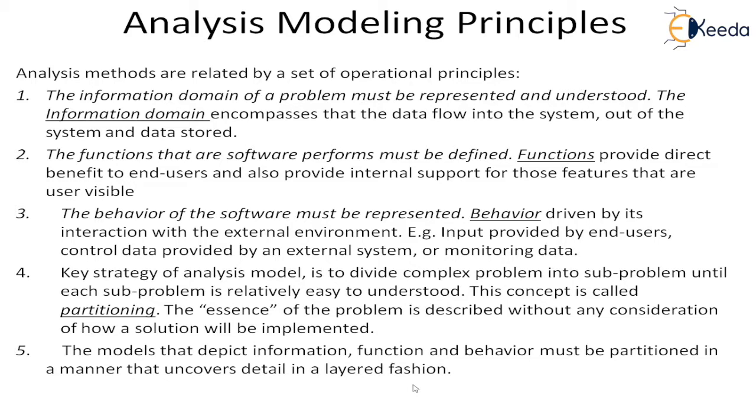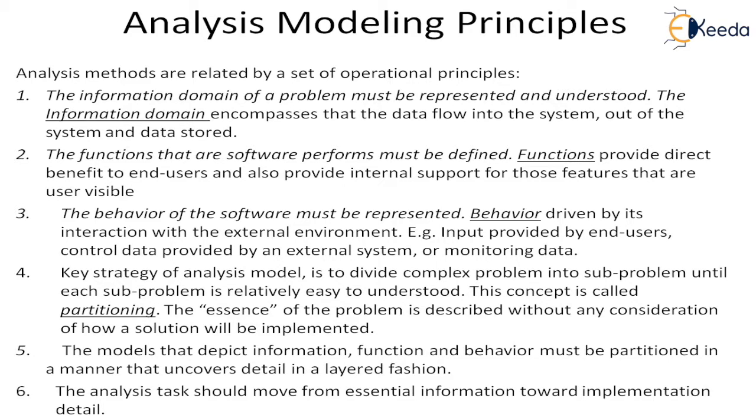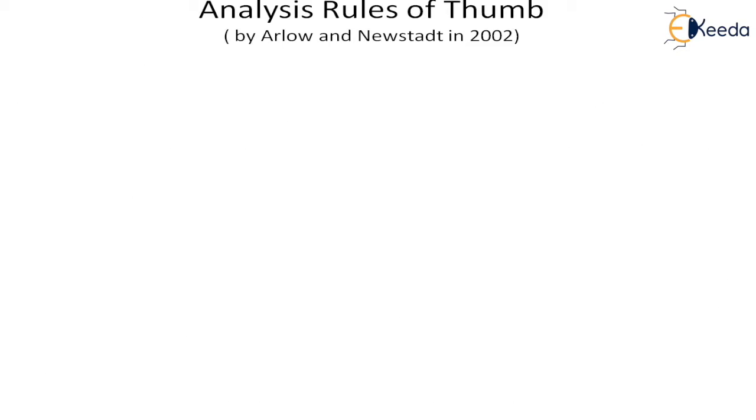And the models that depict information, function and behavior must be partitioned in a way that will uncover them in a layered fashion. That means we will have a top level layer which will be the highest level of abstraction. Then we will have a little more detail and then more detail. So we will go in a layered manner. Not only will we partition it, the partitions will be represented in a layered manner for the information, function and behavioral aspects of the analysis model. The analysis task should move from essential information towards implementation details.